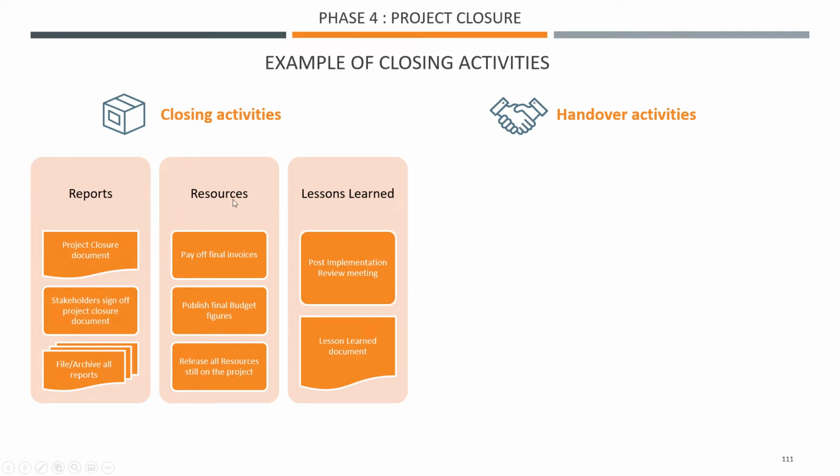The resources, so that could be various types of resources. Obviously, you release all the human resources that are still working on the project. But that also could be that you are paying off all the final invoices, and you publish the final budget figures, and you work with your finance team to make sure that the numbers are all in sync.